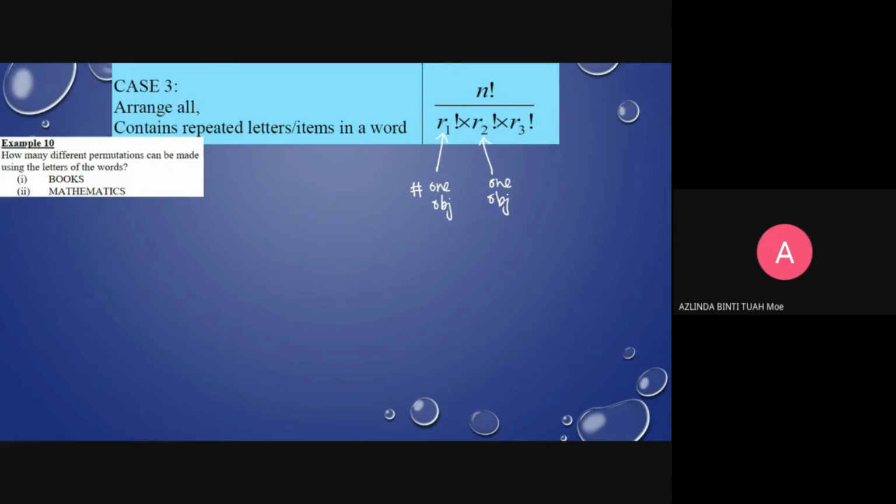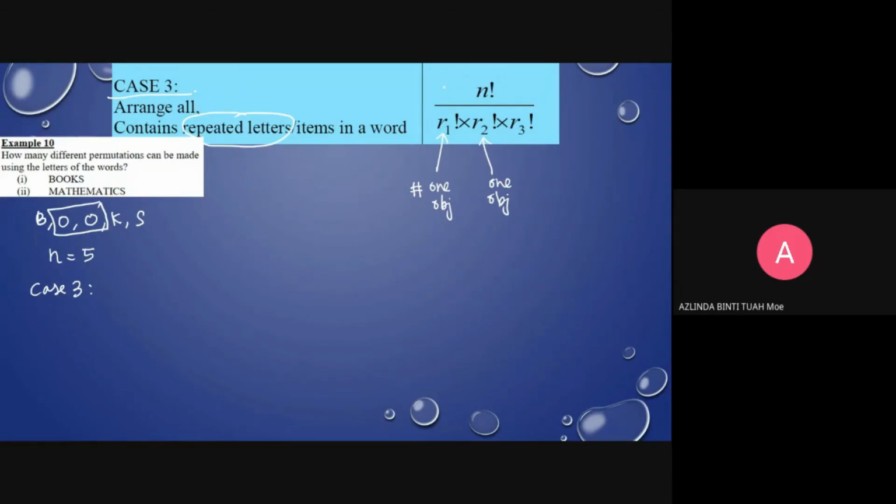For example, example 10, how many different permutations, so this is under permutation, can be made using the letters of the word books. So books dekat sini, macam mana kita nak tahu dia adalah kes yang ketiga? Kamu kena pastikan dia ada wujudnya huruf ataupun objek yang sama dalam keseluruhan objek. So kalau ikutkan item yang kita ada, B, O, O, K, S. So 1, 2, 3, 4, 5, N equals to 5. Tengok pada keseluruhan item yang ke-5 ni ada tak yang sama. Kalau ada yang sama, dia jatuh pada case nombor 3. So this is case 3 because we can see the O is double. Ada dua O dekat situ.